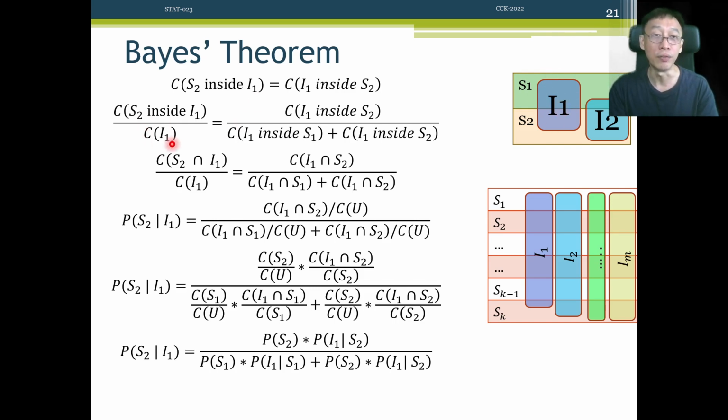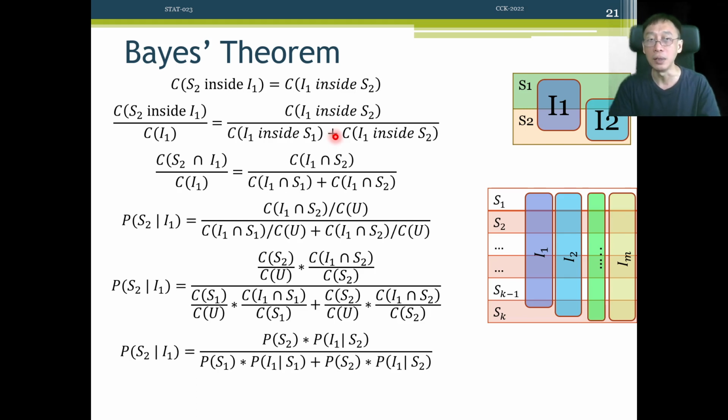That's one figure here. But on the right side, I should divide by count of I1, but I'm going to split the count of I1 into count of the I1 inside that of S1, which is the 3 that we talked about just now. I think it's 3 or 4. Okay, 4, because it's a bigger area. And plus the 3 that we put, that the I1 is inside S2. So it is mathematically the same as far as the denominator is concerned.